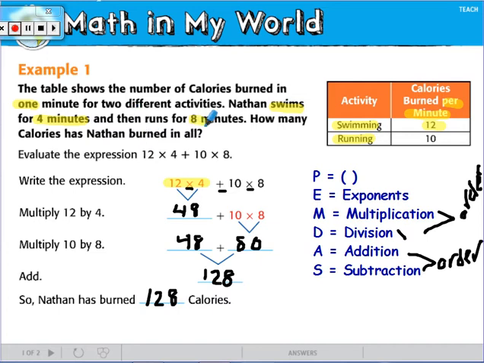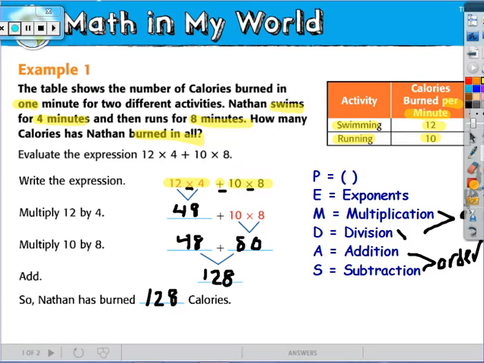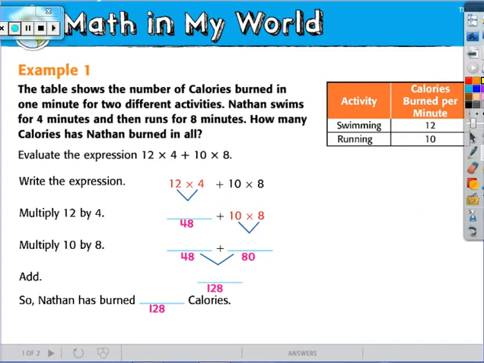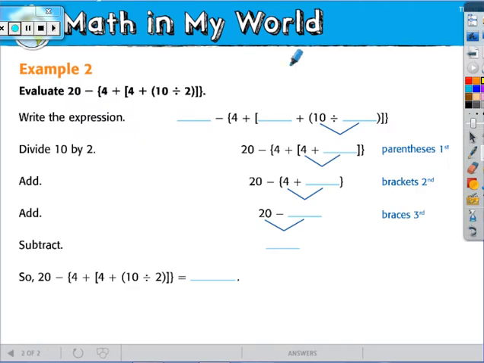And then he runs for 8 minutes. Running burns 10 calories per minute. So 10 times 8 is the number of calories that he burned while running. So then once we do that, we have to add the calories from swimming and the calories from running together to get how many he burned in all. Okay? So good job. As you can see, there it is, 128 calories. You guys did awesome. All right.